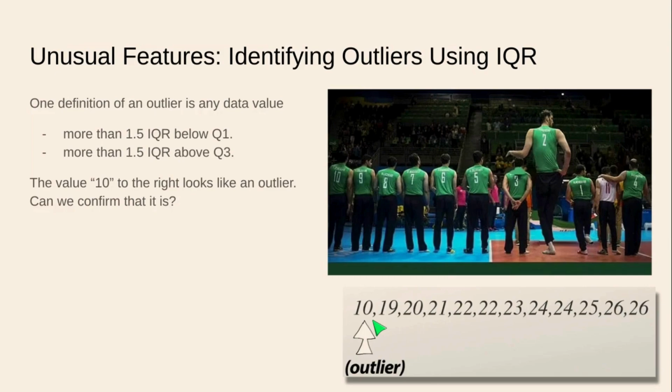Well, in order to do that, we're going to need to find Q2 so we can find Q1 and Q3, find the interquartile range, and see if 10 is more than 1.5 interquartile ranges below Q1. Okay, so here we go. Q2 is 22.5. These data values are in order.